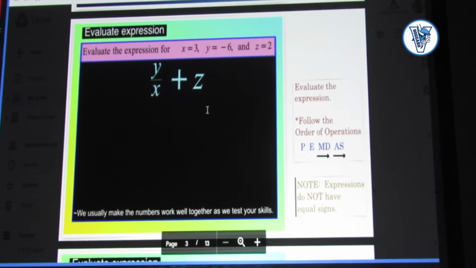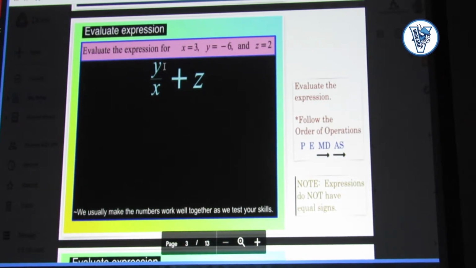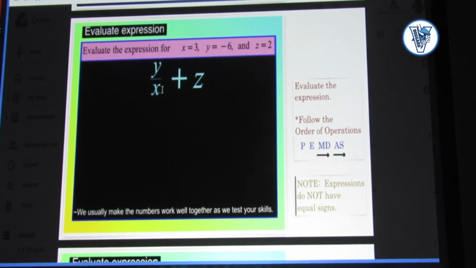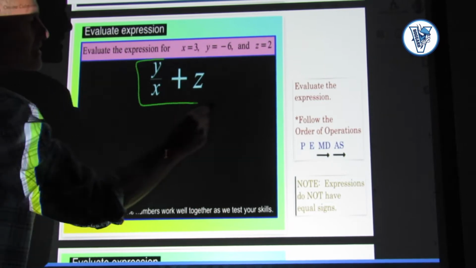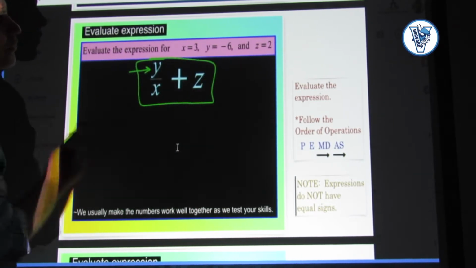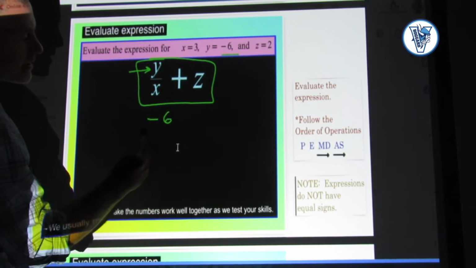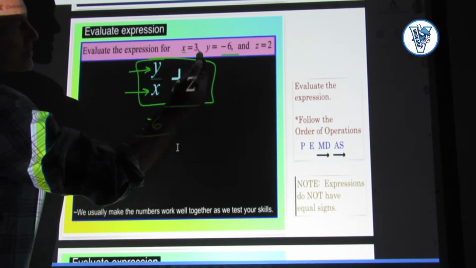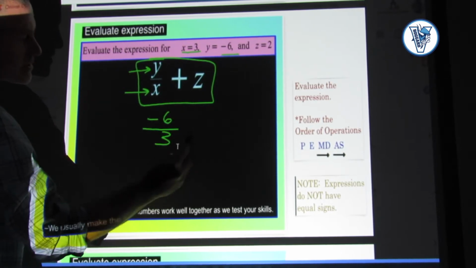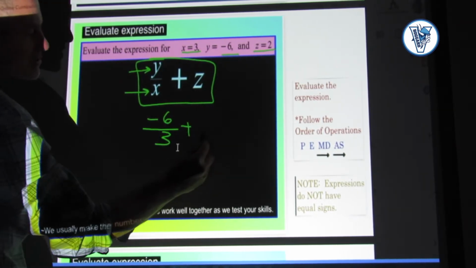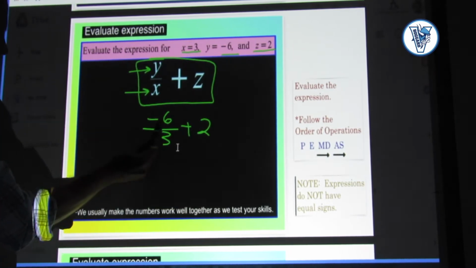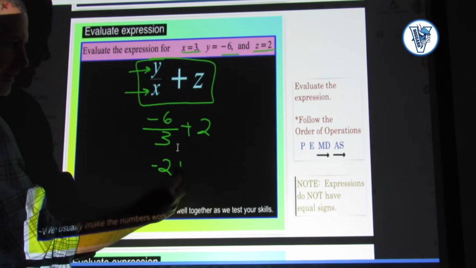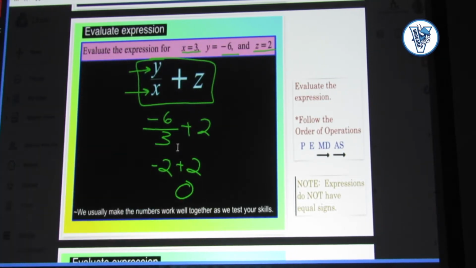So let's try one. Here it tells us to substitute in -6 for y, 3 for x, and 2 for z. For some reason that's difficult for some kids, but let's make it so that it's not. Just take your time and write exactly this, but with that given value for y, which is -6, in the numerator, the given value for x, which is 3, in the denominator, plus the given value for z is 2. Let's simplify that fraction. -6 divided by 3 is -2, and -2 plus 2 is 0.